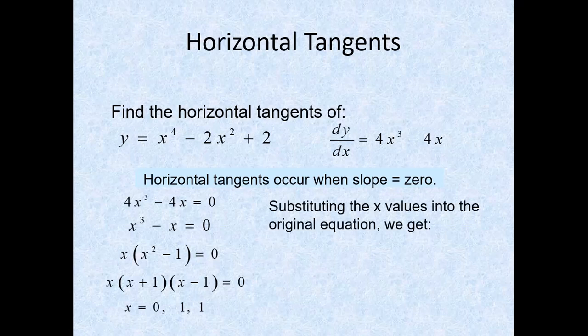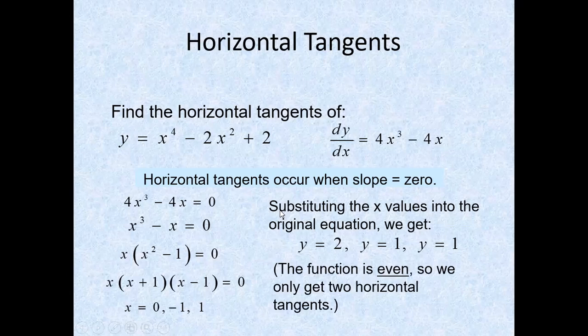Substituting the value of x into the original equation, we get y equals 2, y equals 1, and y equals 1 here. There is a minus 1 that we omitted here. So the function is even, and we only get 2 horizontal tangents here.